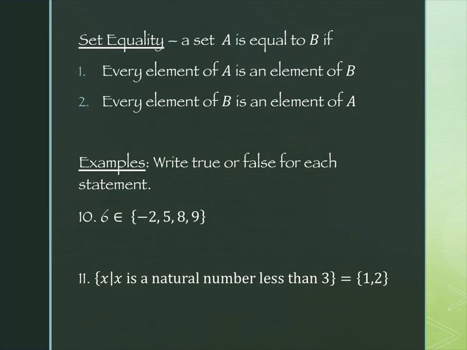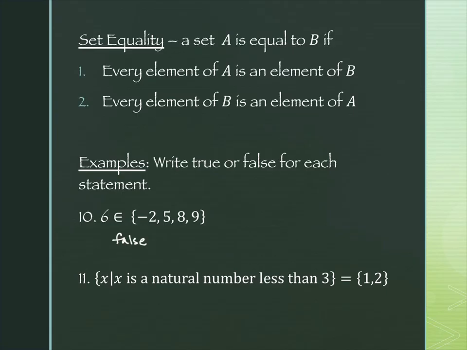So the first one, number 10, says 6 is an element of {-2, 5, 8, 9}. True or false? That's false. Another way that they might ask this question is they might ask you to fill in the blank with an appropriate symbol like the last questions that we looked at, right? Could do that. And 11 says {x such that x is a natural number less than 3}. That's the description it's giving you on the left. And on the right, it gives you the listing method of the numbers 1 and 2. It has an equals between. Are these sets equal? They are.